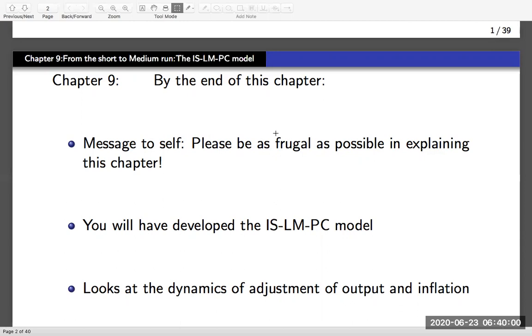In chapter 9, the very important thing you need to understand is the oil shock and what the implications are in the short run, in the medium run, in terms of natural unemployment, employment itself, and the price level. So both in the short run and the medium run.